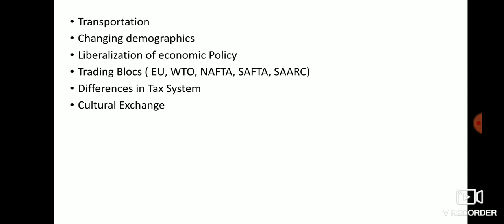Then trading blocks, this is very important while we are speaking about international business. Whether there are any trade arrangements between the countries. Like the European Union, it is a group of 27 countries where the political borders are not considered for trade. And even the visas, the Schengen visa: if you take one visa, then you can travel between 27 countries. Because of COVID, this rule is a little bit rearranged once again.